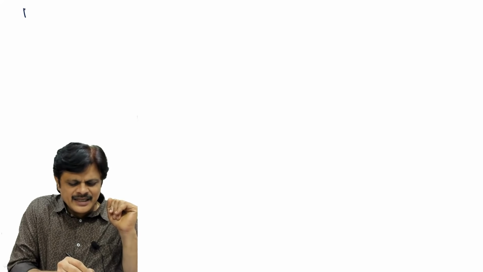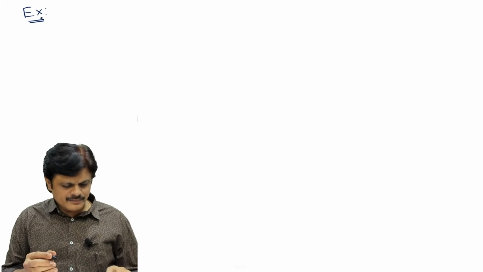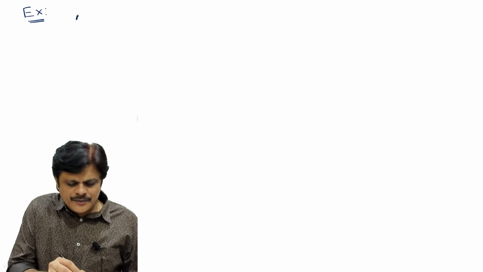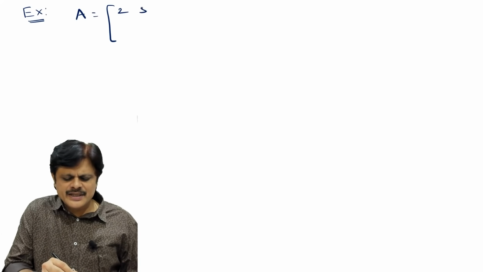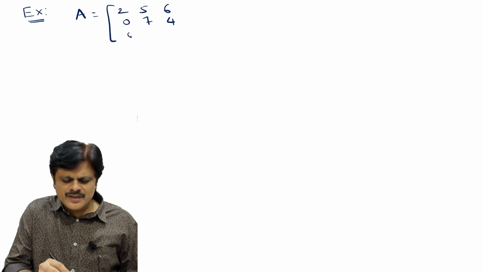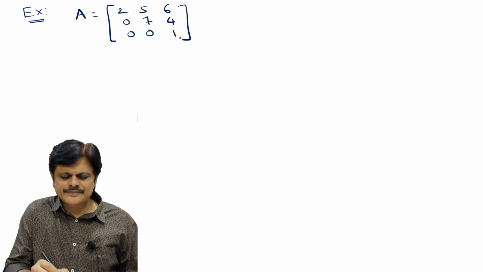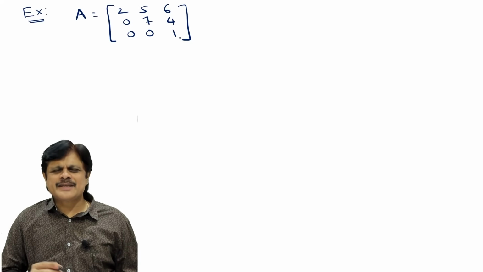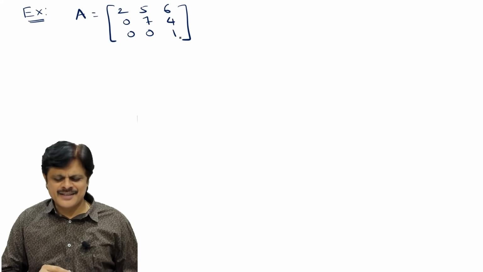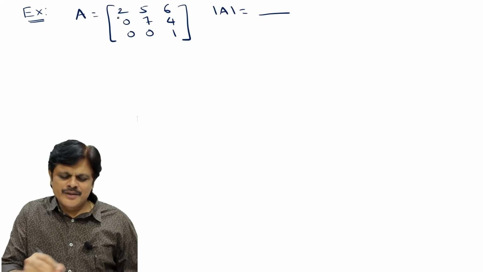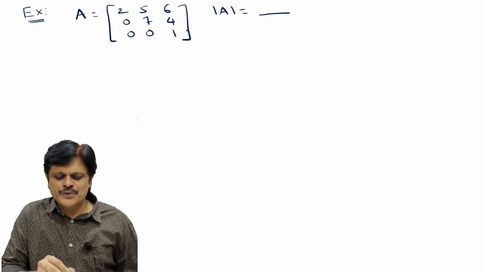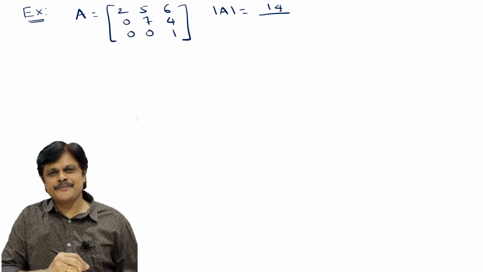Let us see the next example. Now you have a matrix A, say 2, 5, 6, 0, 7, 4, 0, 0, 1. For simplicity, I take an upper triangular matrix because you can quickly calculate the determinant. For an upper triangular matrix, the determinant is 2 into 7 into 1, that is 14.